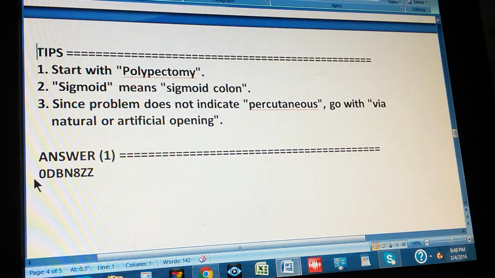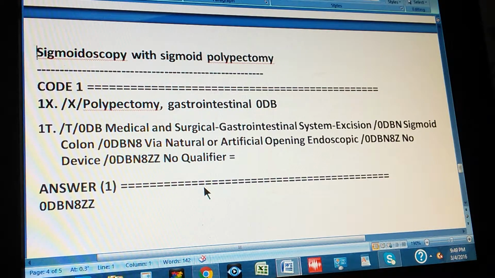The answer is 0DBN8ZZ, but now we need you to get the path. And we're going to count to 3 so you can pause the video and give us the path. 1, 2, 3. Okay, the whole summary of the problem is sigmoidoscopy with sigmoid polypectomy.